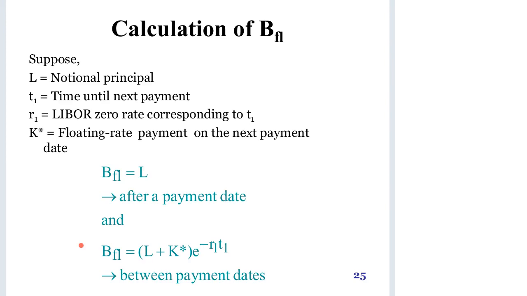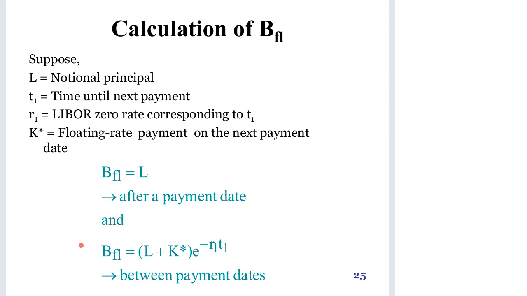On the floating rate side, what will you do? Your notional principal is L. T1 is the time till the next payment. R1 is the LIBOR zero rate corresponding to T1. The interesting thing is K star now. What is K star? K star is the floating rate payment on the next coupon, next payment date.